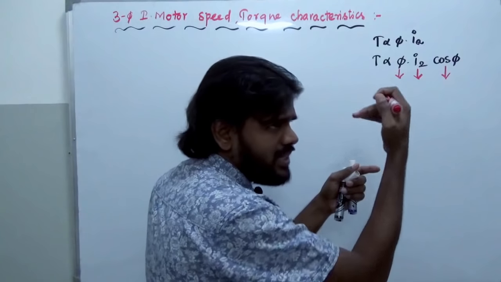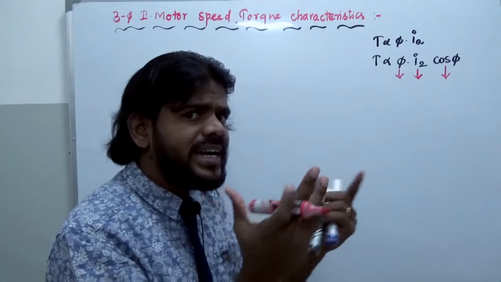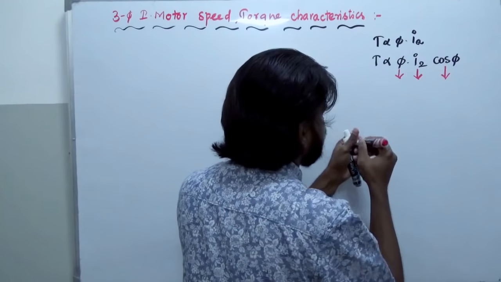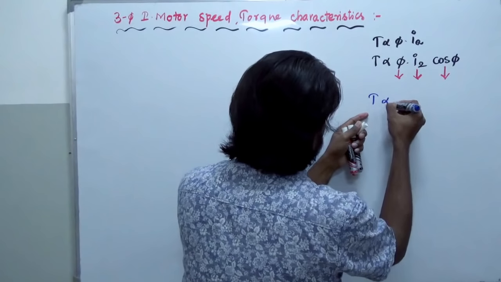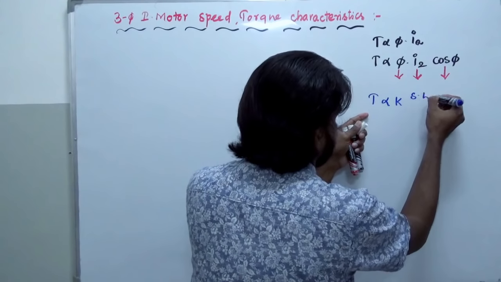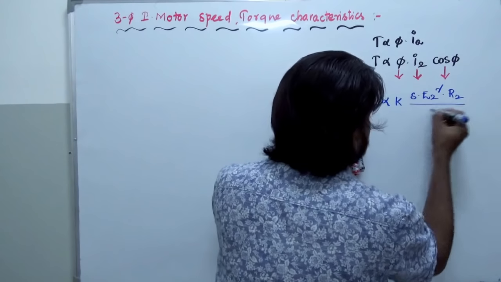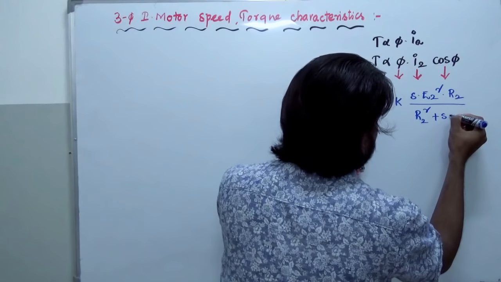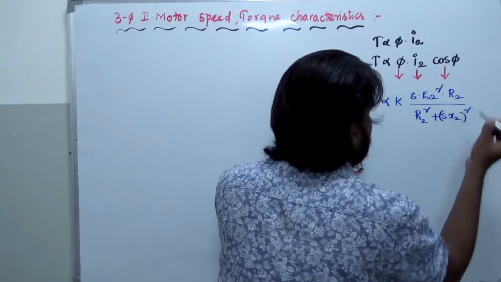When you make a proper derivation for phi, I2 and cos phi, you would finally get an equation of torque like this: torque is proportional to K into S into E2 squared multiplied by R2, divided by R2 squared plus (S X2) whole squared.